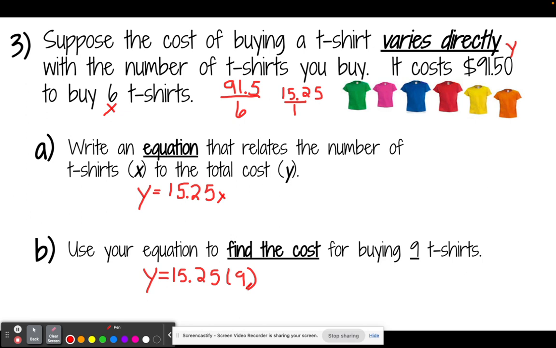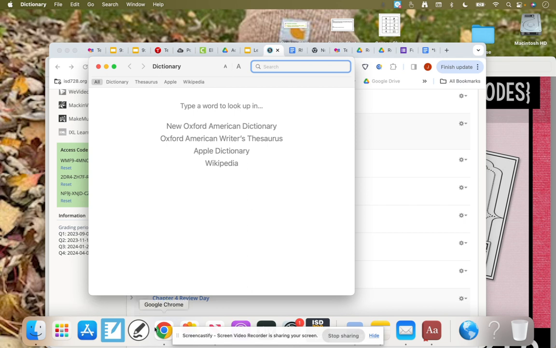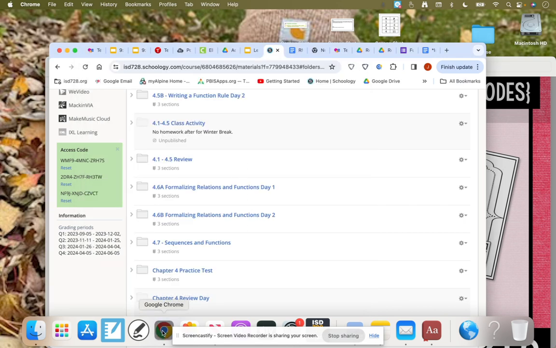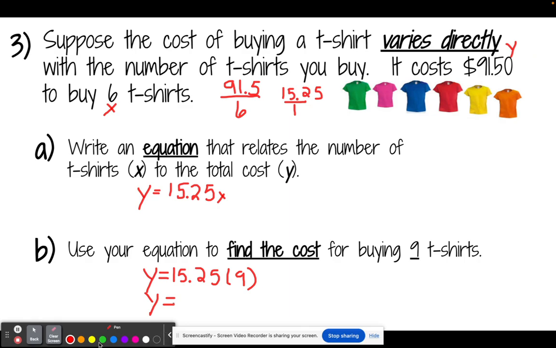1525 times 9. I'm grabbing my calculator for that. I have $137.25. So the cost of buying 9 shirts will be $137.25. I think that's what I said.